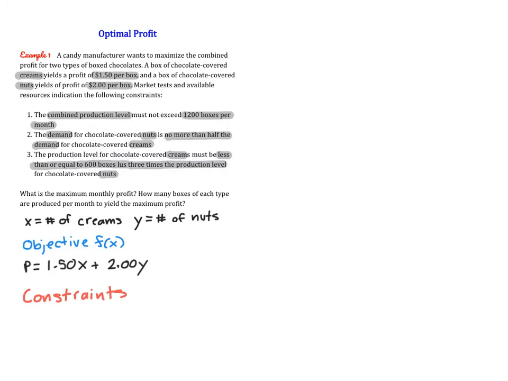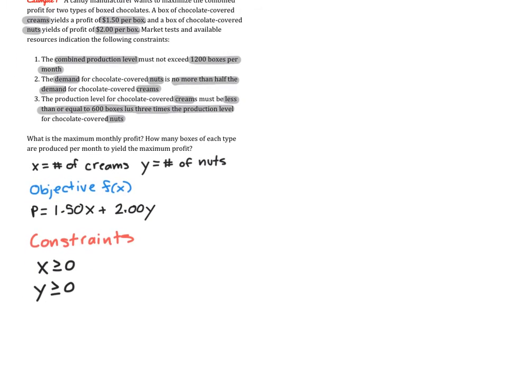So of course, we have two constraints right off the bat. It is not possible to produce negative numbers of boxes of anything, so we do need to include both of those as constraints. Then that first number one right here, it says the combined production level must not exceed 1,200 boxes per month. So that implies that x plus y must be less than or equal to 1,200. So when they say must not exceed, it means that it cannot go over 1,200, implying that it's a maximum.